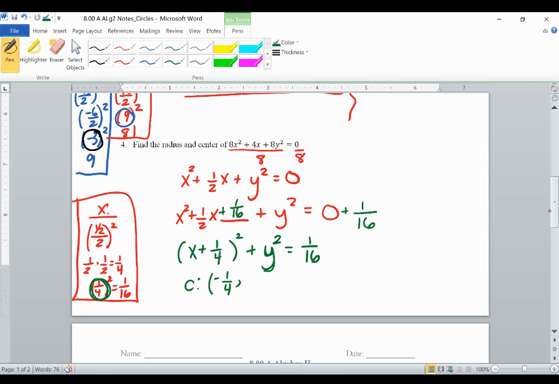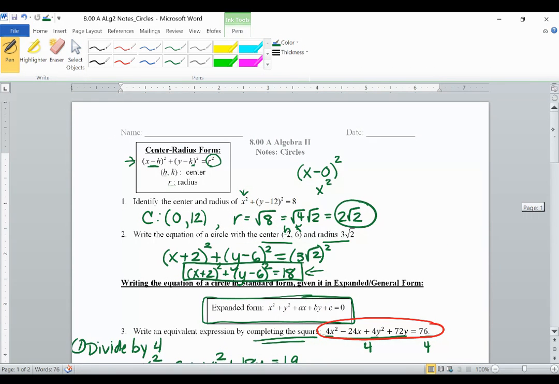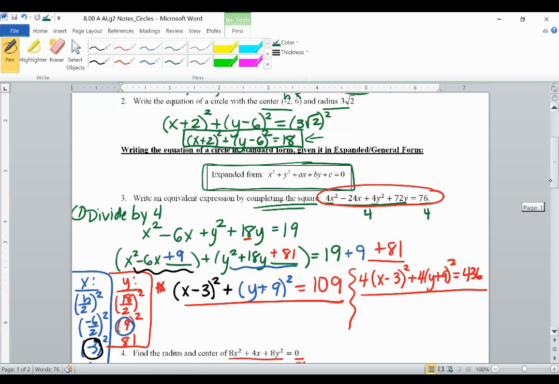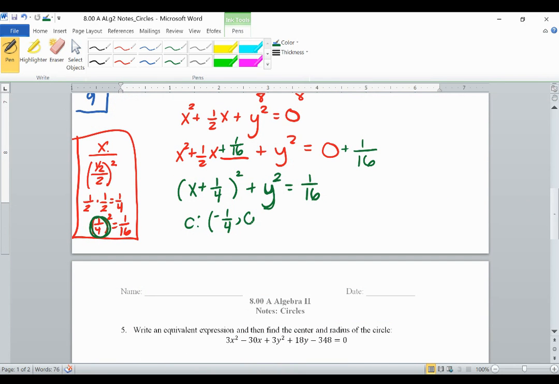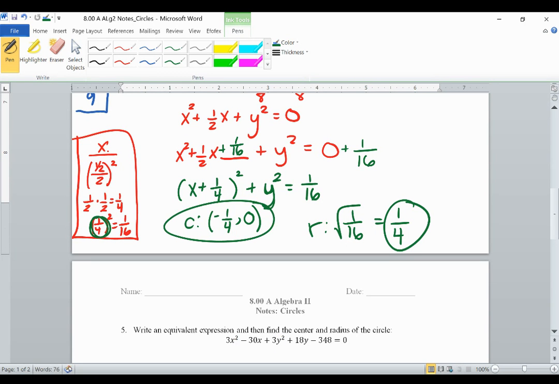So this is like the very first one we did, number 1, with the x squared. There was nothing being added, so it's just a 0. Some students want to write 1 there, but if it had been 1, then it would be y minus 1 quantity squared. And our radius, we're going to take the square root of 1 over 16. The square root of 1 is 1. The square root of 16 is 4. So the radius is 1/4. The center is negative 1/4, comma 0.